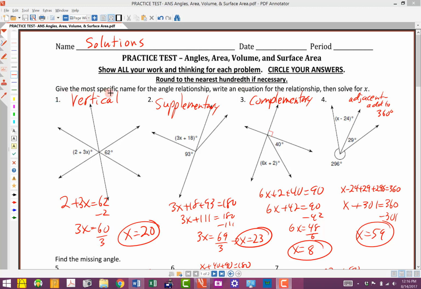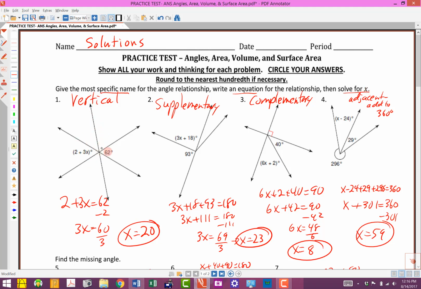It says give the most specific name for the angle relationship, write an equation for the relationship, then solve for x. So actually got to do three things. We first of all got to give a very specific name for it. We've got to write an equation, and then we've got to solve for x. We want to make sure that we do all three of those things. So you'll take a look at the first one.